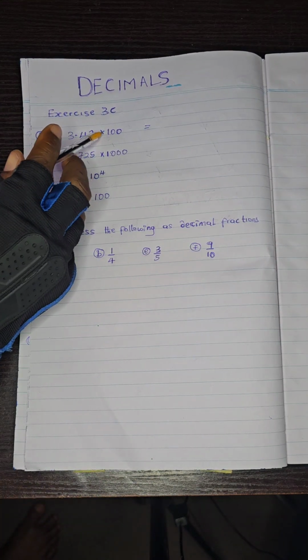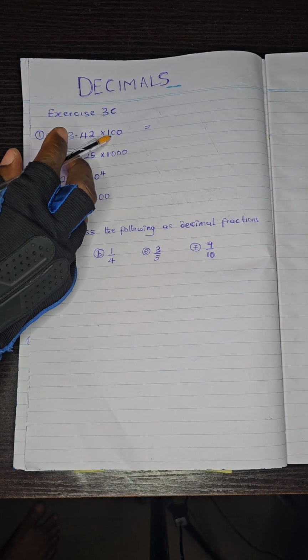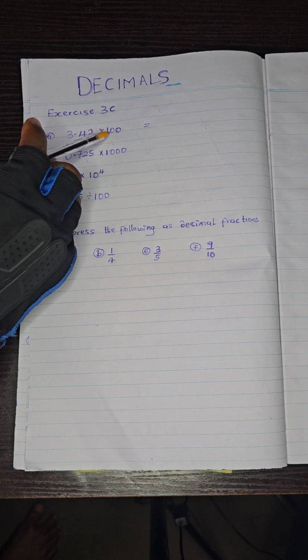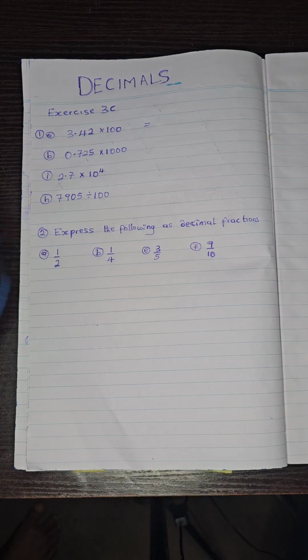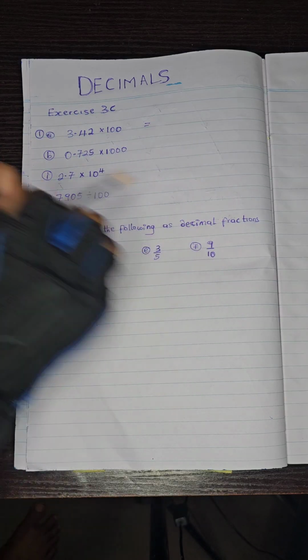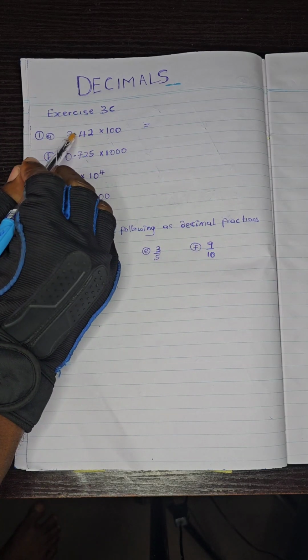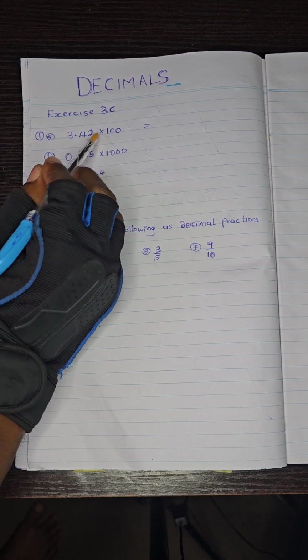Now you're being told to multiply 3.42 by 100. So what you do, count the number of zeros. 1, 2. You have 2 zeros in 100. So when you are dealing with multiplication, move it right. But when you are dealing with division, move it left. So here in multiplication, we have to move this decimal point right.